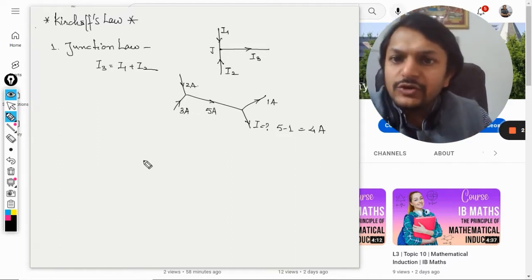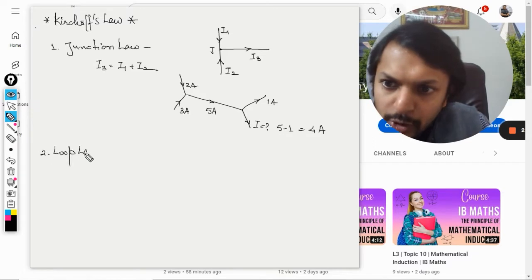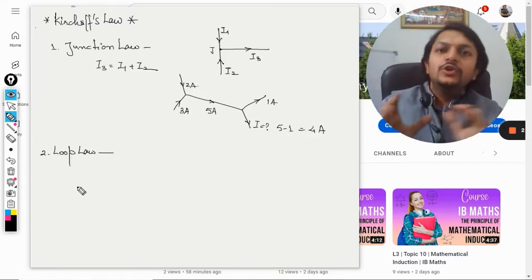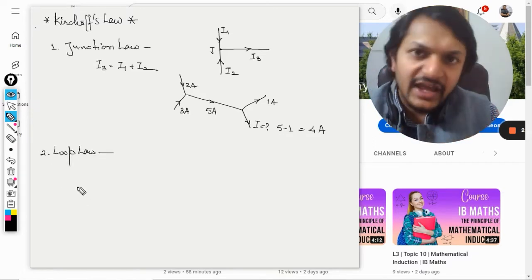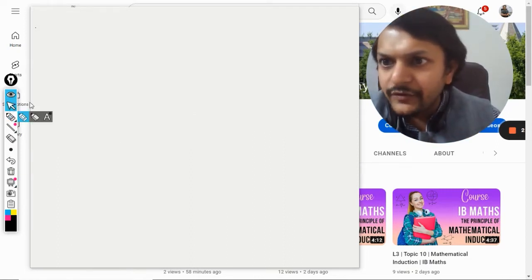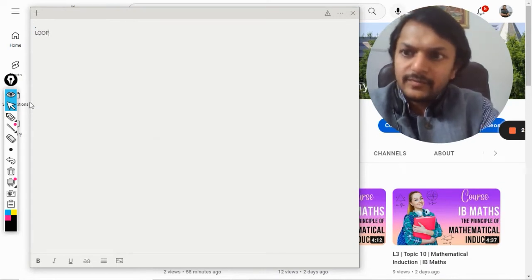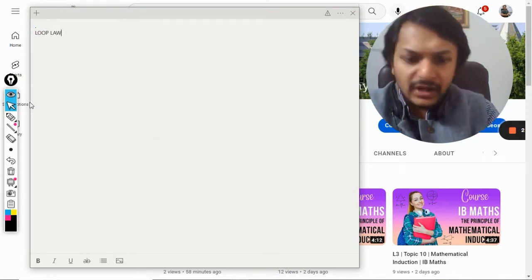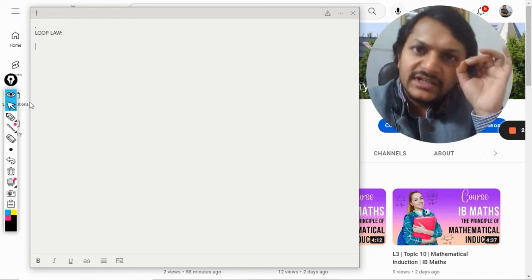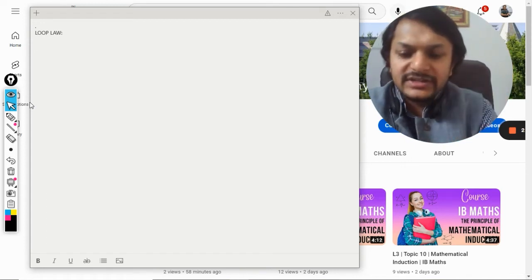Now we are moving to the second law, that is the loop law. This loop law is a little different and, I would say, a little difficult. Let us clear the screen first and write it here: loop law. What is the definition? How can we define it?